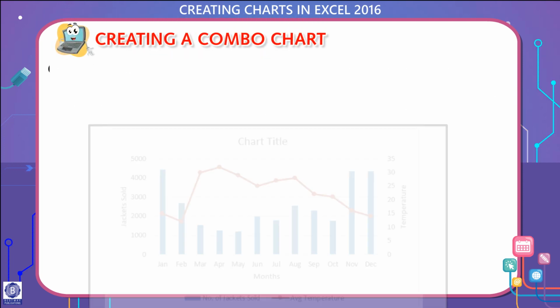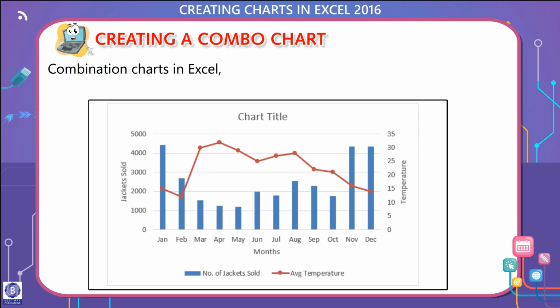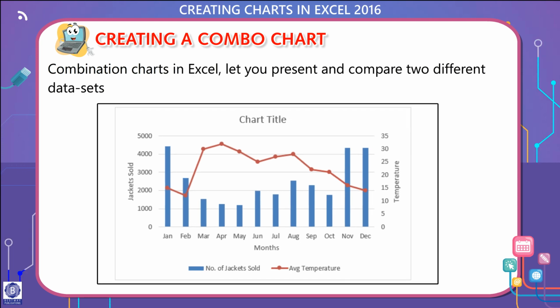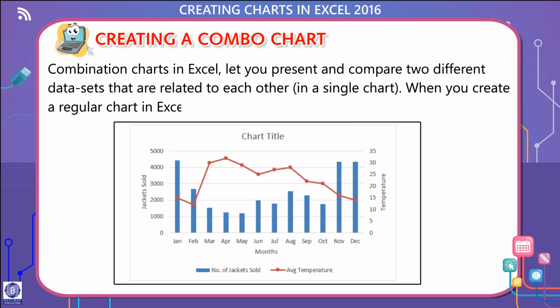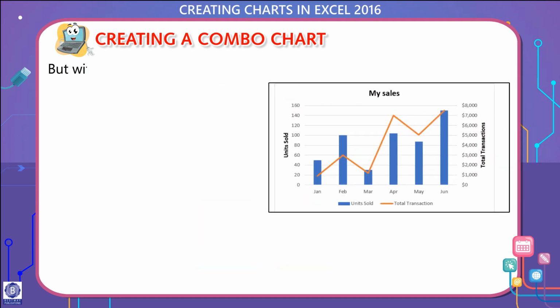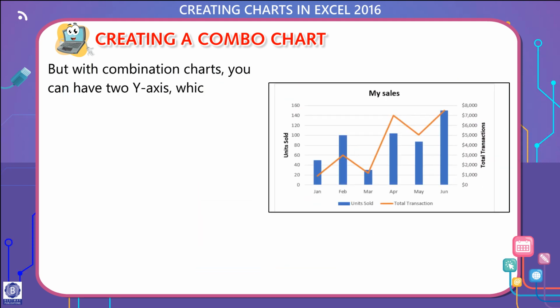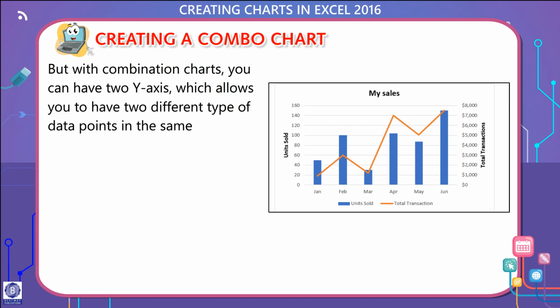Creating a combo chart. Combination charts in Excel let you present and compare two different data sets that are related to each other in a single chart. When you create a regular chart in Excel, it usually has only one x-axis and one y-axis. But with combination charts, you can have two y-axes, which allows you to have two different types of data points in the same chart.